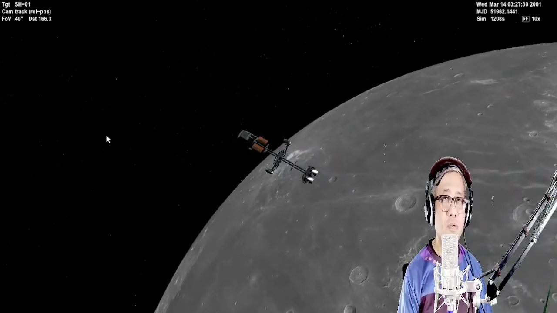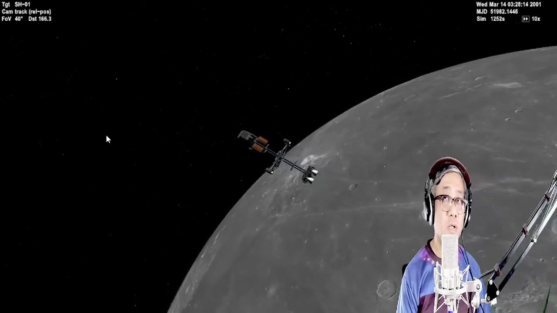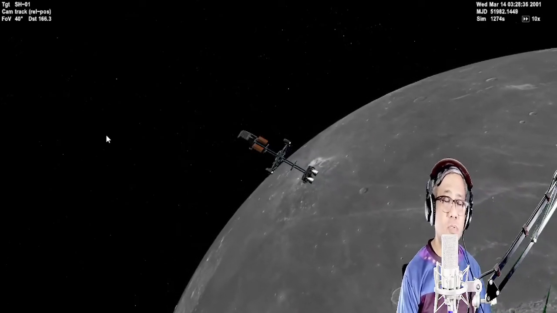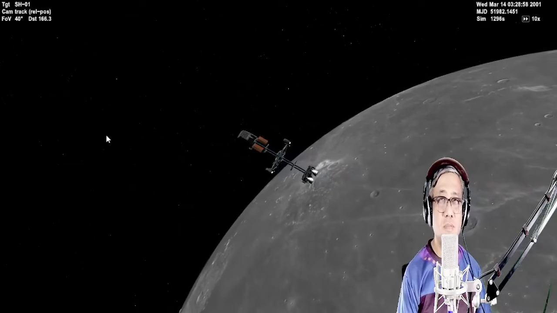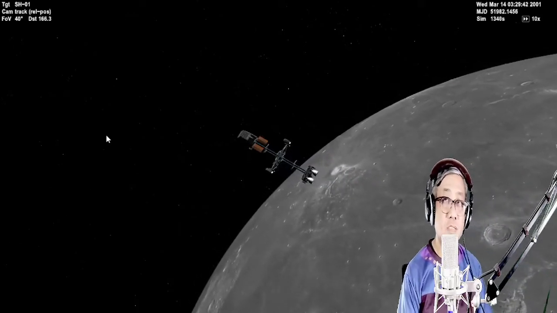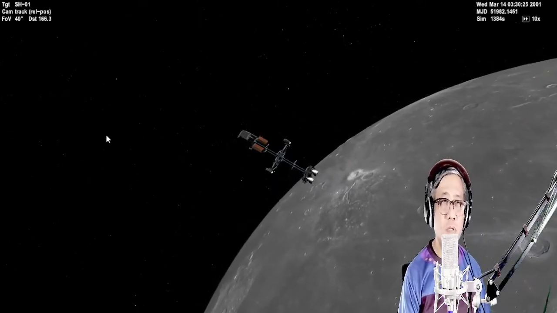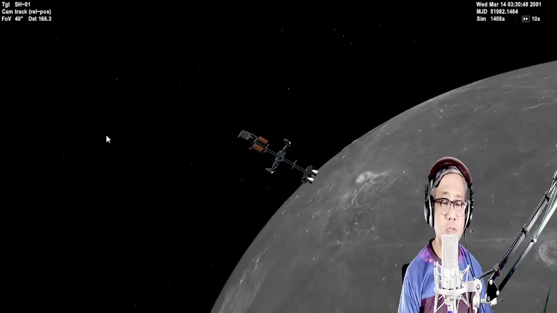Ayan po, Tycho crater. Lalo na pag full moon, no? Pag inobserbahan nyo yung Tycho crater, marami kayong makikita mga radiating white lines along the rim. So ang tawag po dyan ay rays or ejecta, created when that asteroid bombarded the surface of the moon.